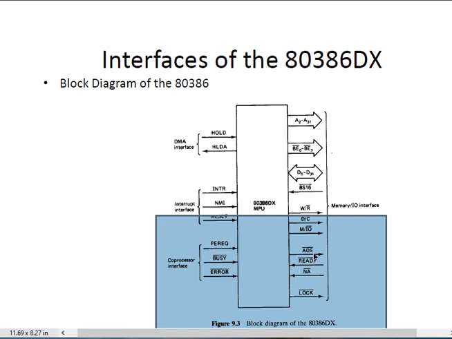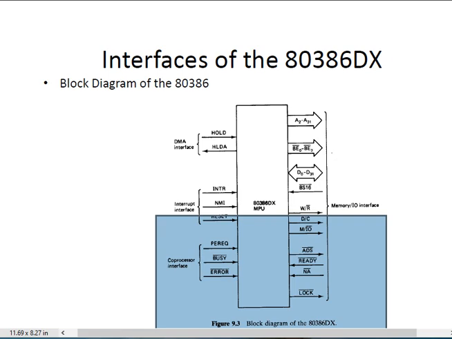Then ADS, address status. Whether the address put on the address bus is valid or not is told by this ADS signal. Whether the bus is ready or not, this is next address signal, and this is lock. It tells whether the bus is locked, or whether it is open for use by other devices. That we get from this lock signal. So this is the overall block diagram of the 80386 for data transfer.